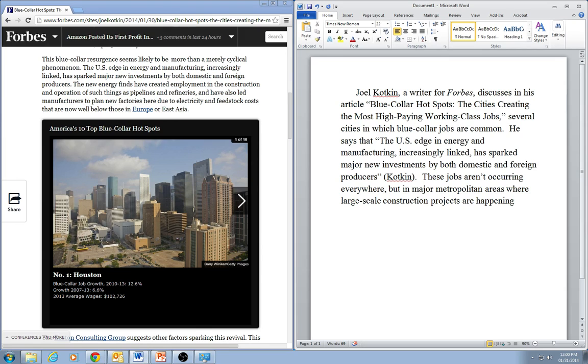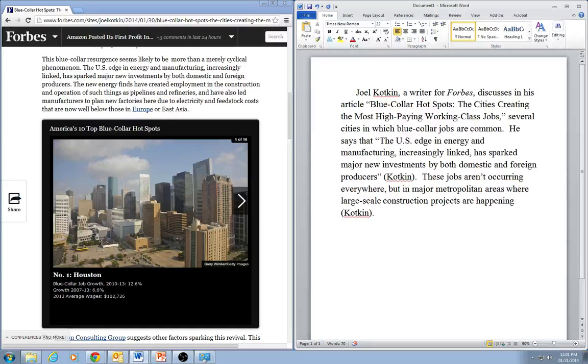Alright. Now, here I am summarizing. I don't need a direct quote, because it's not a direct quote. I don't need quotation marks. But I do need a parenthetical citation. I do need to remind my reader that I'm still presenting the ideas of Kotkin.